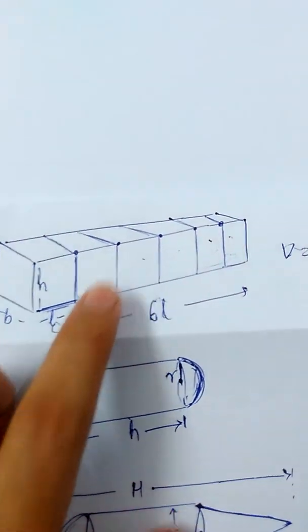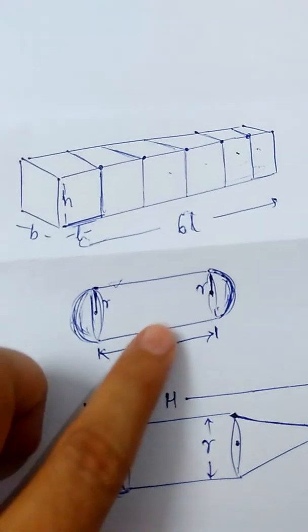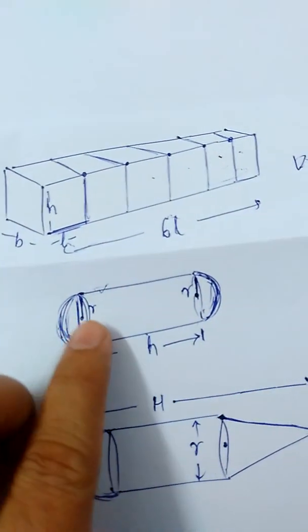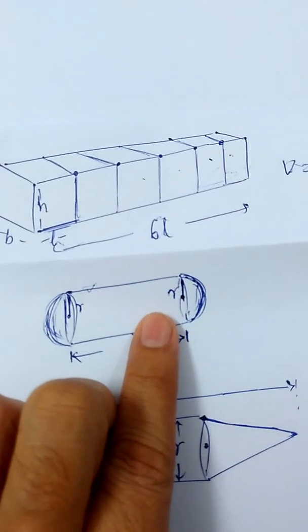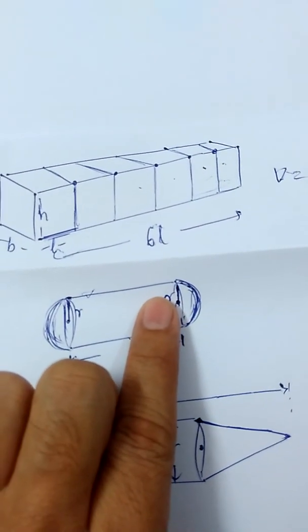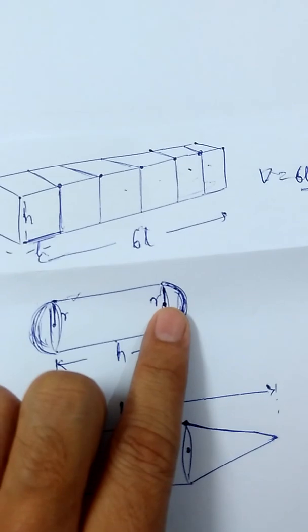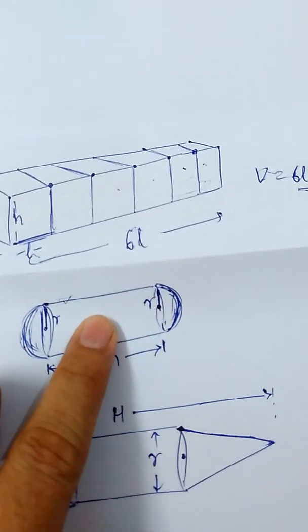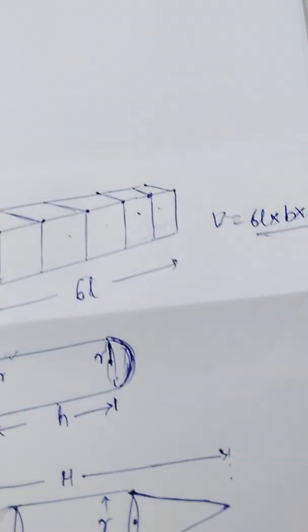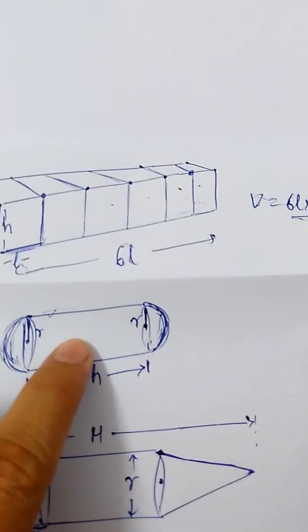Here we have a cylinder, and on both sides we have hemispheres attached. One thing to understand is that the radius of the cylinder will also be equal to the radius of the hemisphere. So if you know the volume of the hemisphere and the volume of the cylinder, just add them and then you will get the volume of the entire structure.